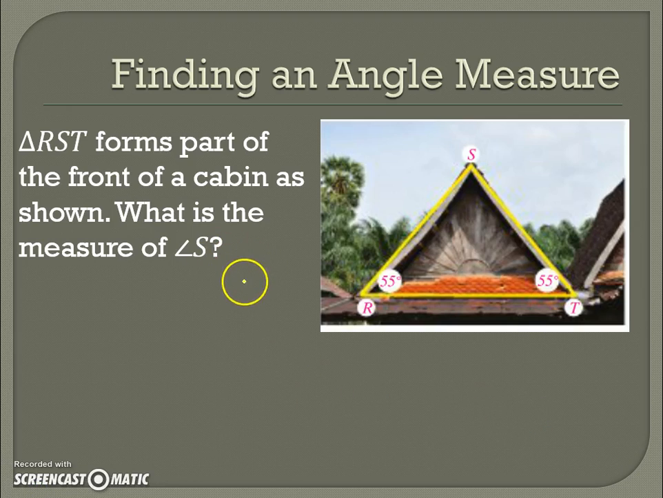All right, so finding an angle measure. Triangle RST forms part of the front of a cabin as shown. What is the measure of angle S? So I have angle R and I have angle T. They're both 55 degrees. I want to know what is this angle right here.